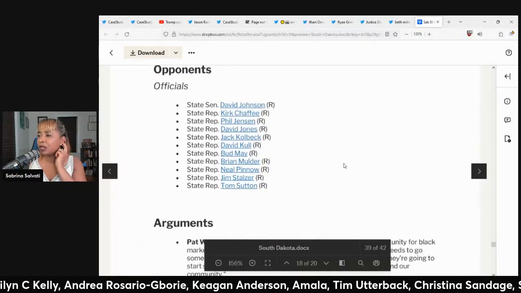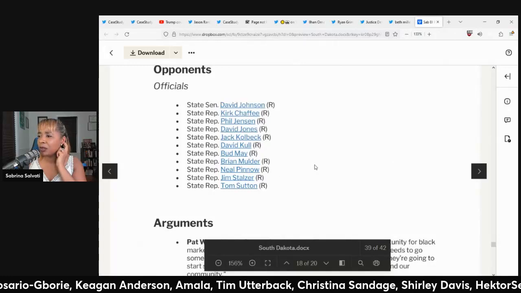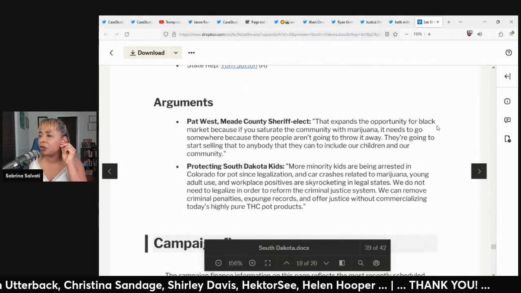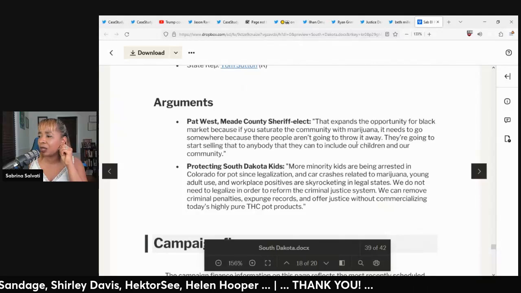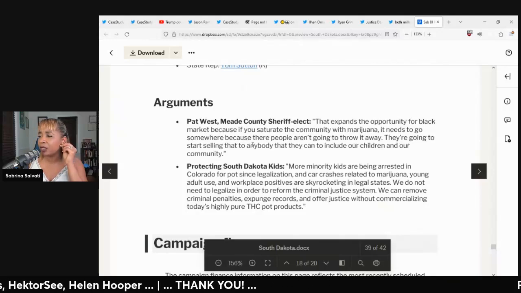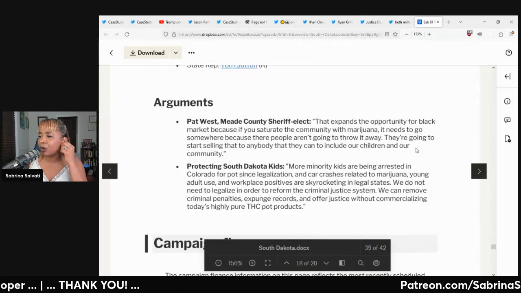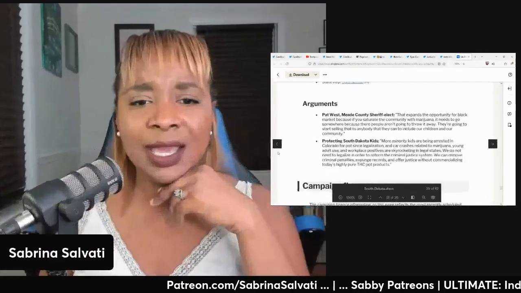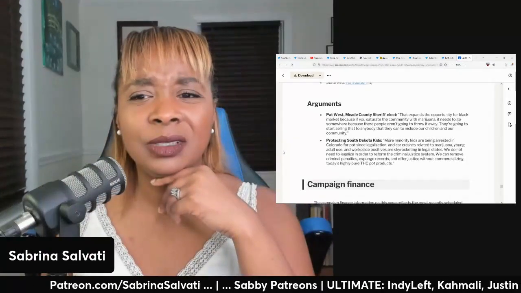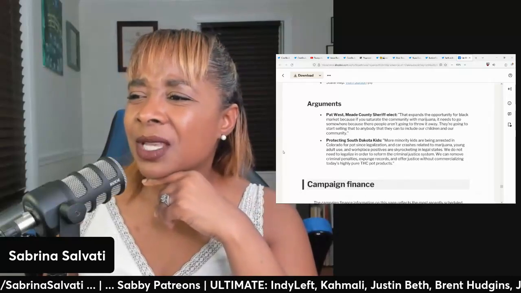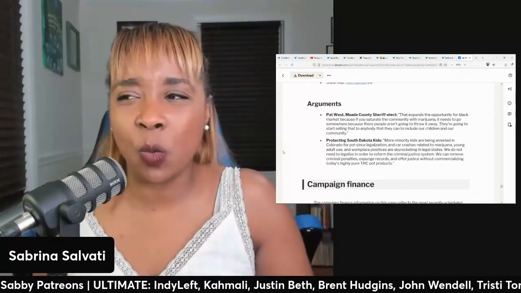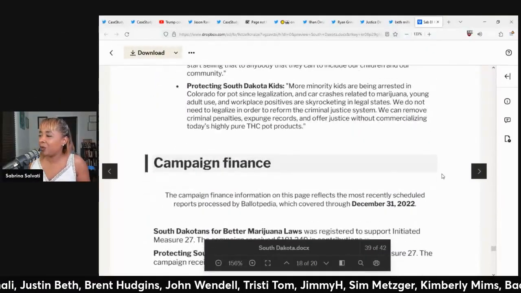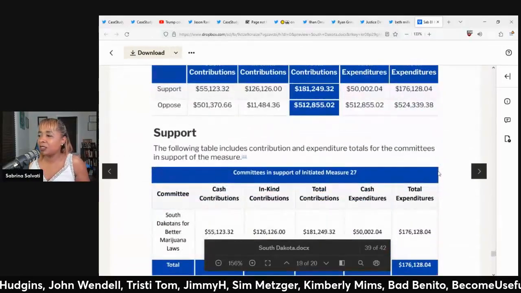And who opposed it? Republicans. There were some Republicans who opposed it, no Democrats that opposed it. One of the arguments was that it expands the opportunity for black market, because if you saturate the economy with marijuana, it needs to go somewhere, because people aren't going to throw it away. They're going to start selling that to anybody that they can, to include our children and community, as if people don't already sell it now. Some of the line of reasoning, some of the arguments are just whack. Like, give me a break. Just wiggity whack.